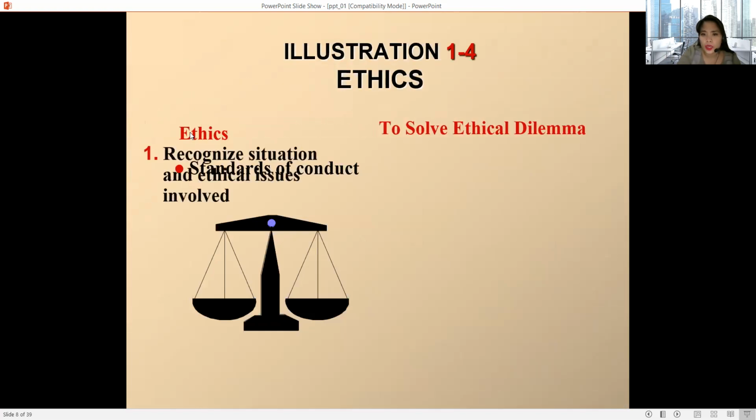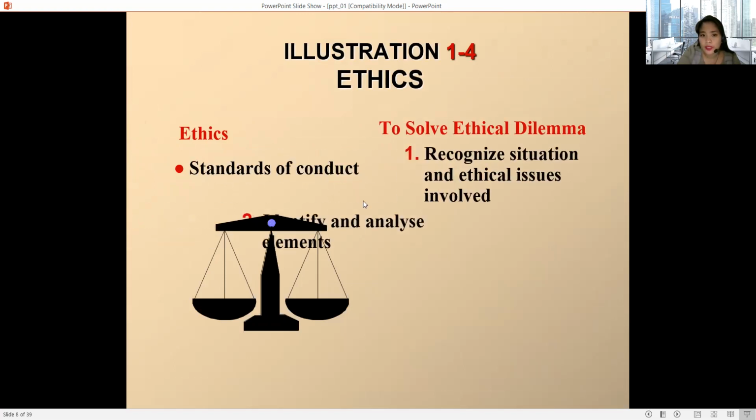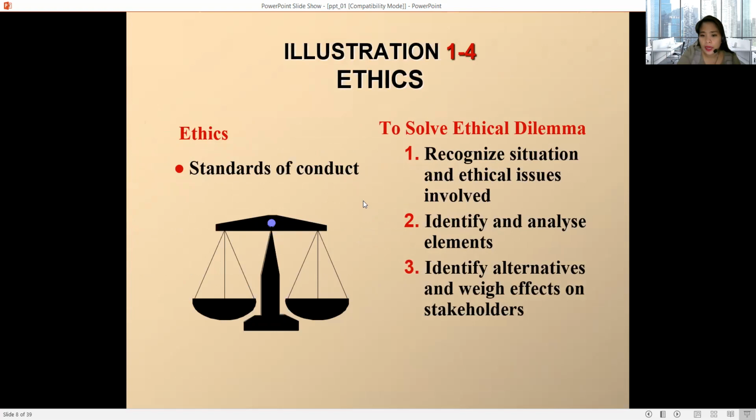Okay? So the illustration rather of ethics is bakit nga ba kailangan ng accounting? It's because of ethics, kasi ethics is the standards of conduct. So, bakit kayo nag-accounting, right? Because it recognizes situation and ethical issues involved. It has to be transparent. Lahat makikita magkano yung lumabas na pera, magkano yung pumasok. Identify and analyze elements. Bakit bumagsak yung business? Bakit last month kumikita? Bakit compare last year kumikita? Identify alternatives and weigh effects on stakeholders.